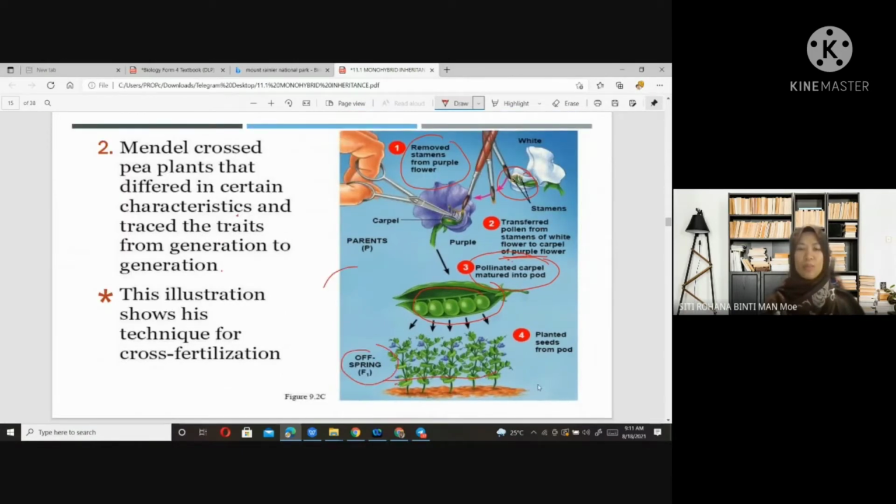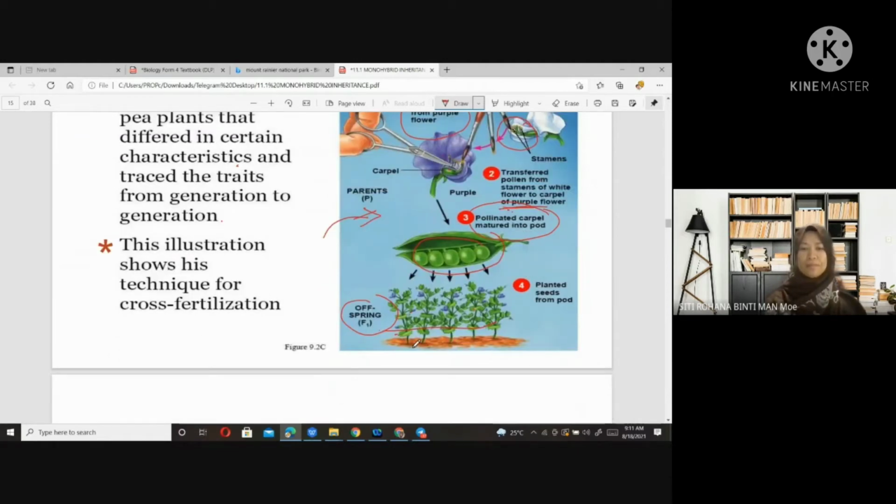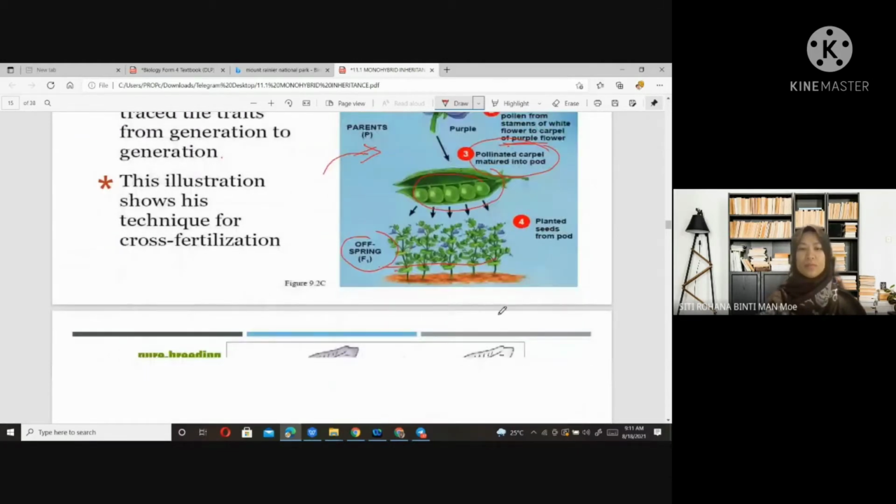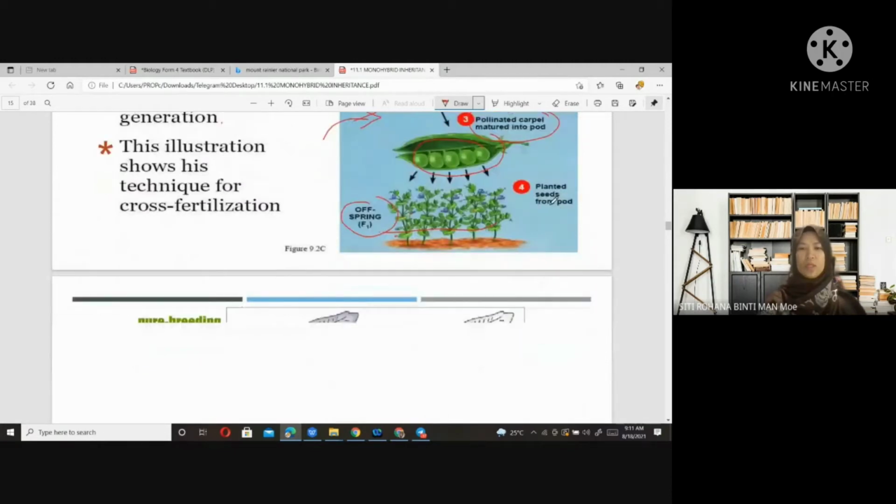Okay, maybe awak kurang faham. Actually can be proved by using schematic diagram. Macam mana F1 ni? Filial generation. Nanti saya tunjukkan contoh. So this illustration just to show how cross-fertilization or cross-pollination done by Mendel artificially, secara artificial. Okay. So tengok kat sini.